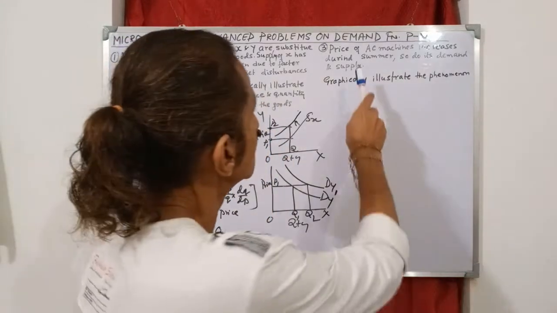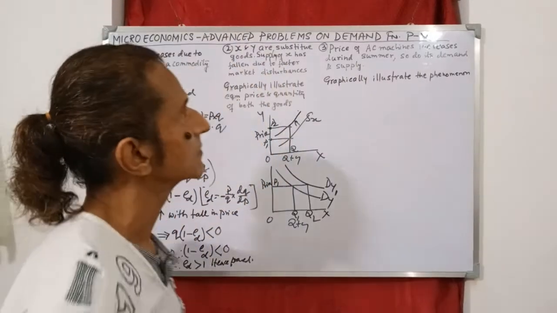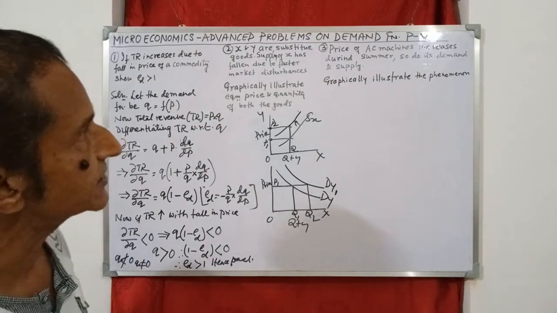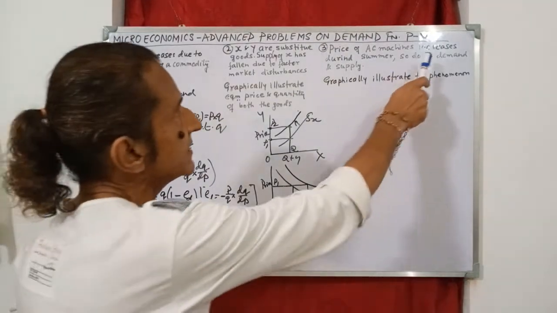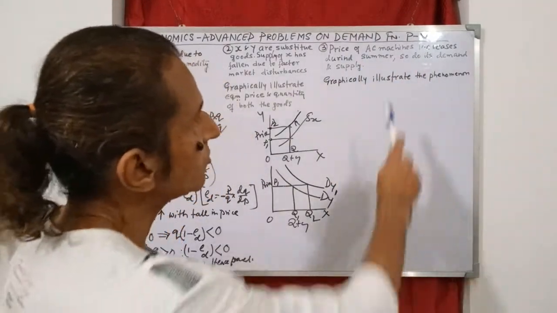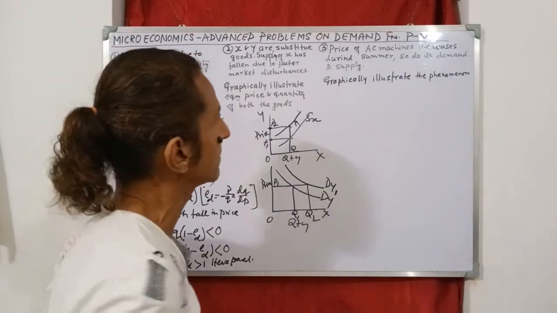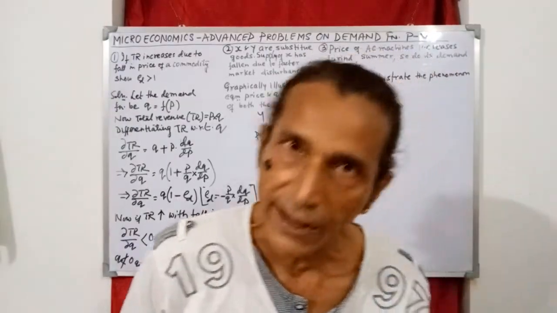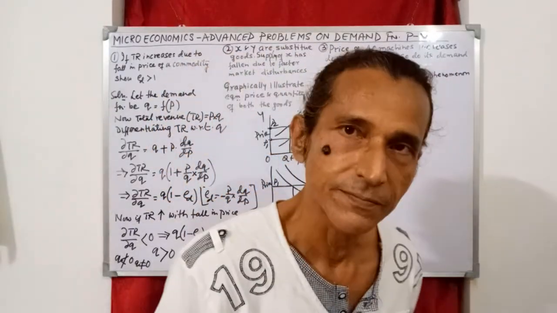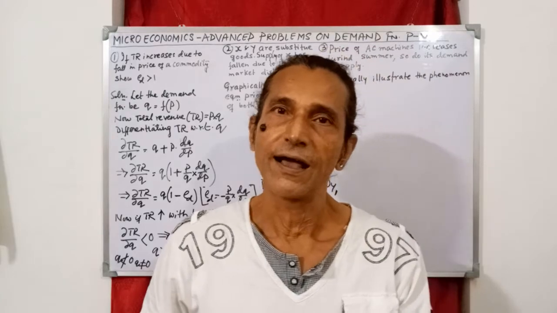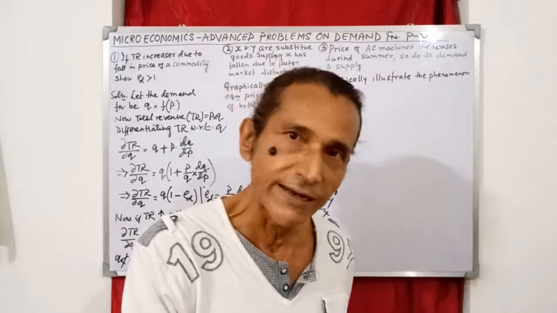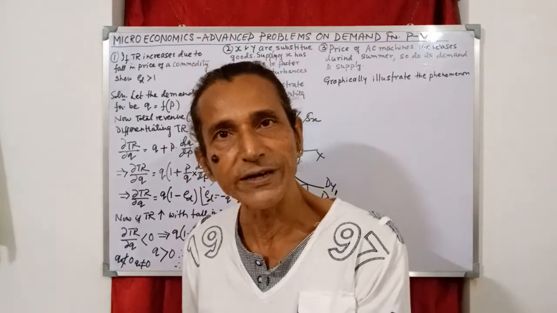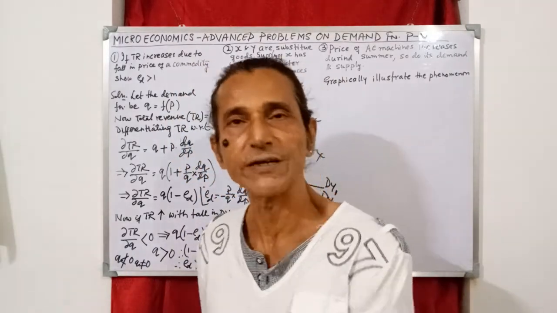Now come to problem number 3. What is stated? Price of AC machines, air conditioner machines, increases during summer. So do its demand and supply. Graphically illustrate the phenomenon. Price of AC is increasing during the summer, as well as its quantity demanded is increasing, and to meet the quantity demanded, its supply is also increasing.